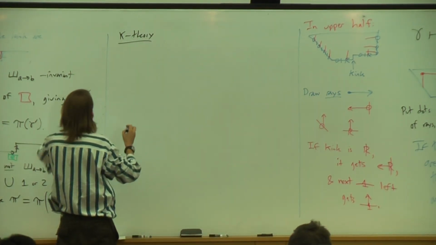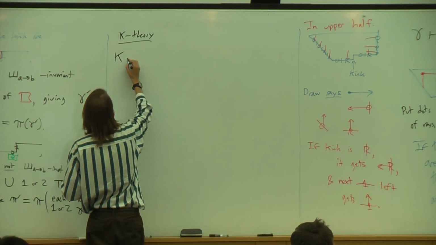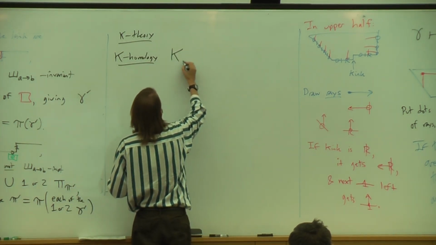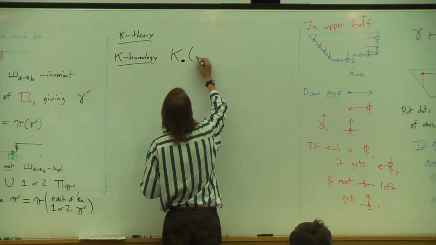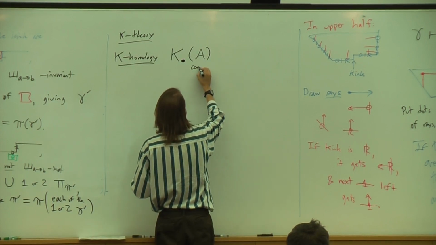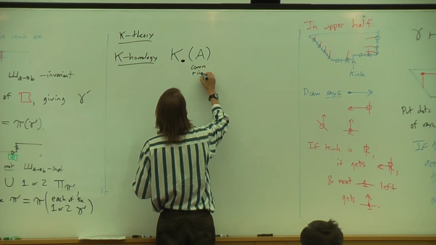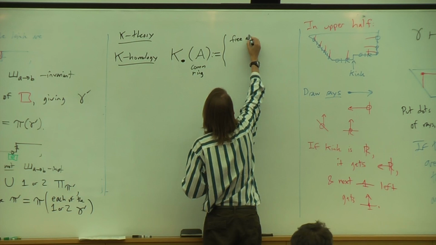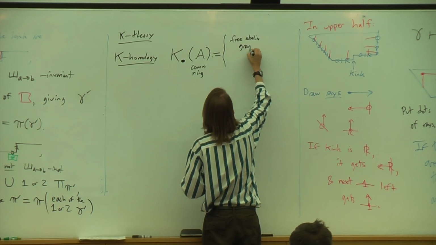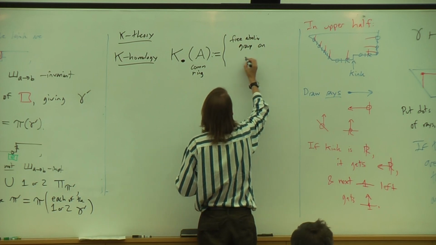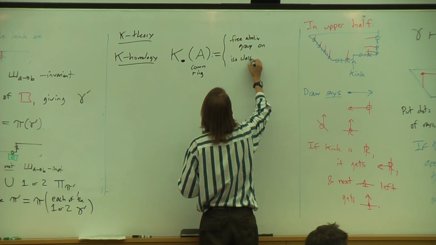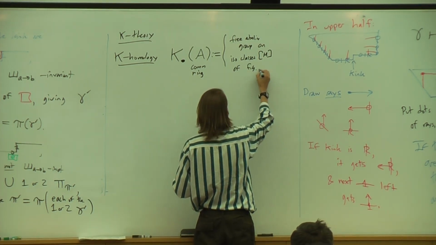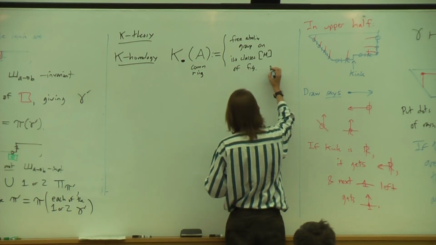So, crash course in K-theory. So first, there's K-homology. K lower bullet of A. A here is a commutative ring. And this is defined as we take the free abelian group on isomorphism classes M of finitely generated A modules.